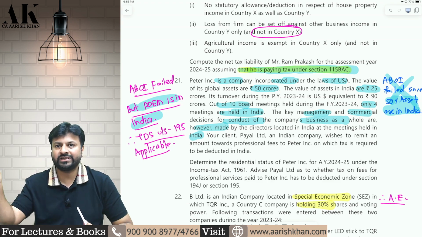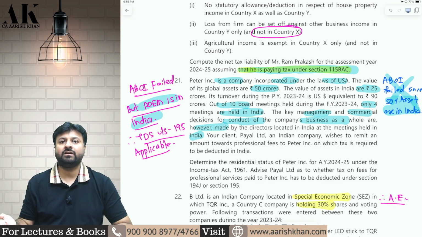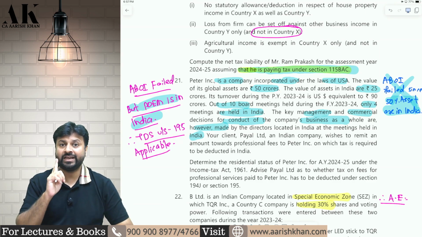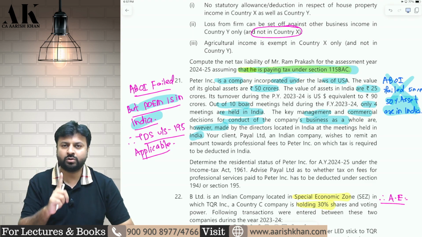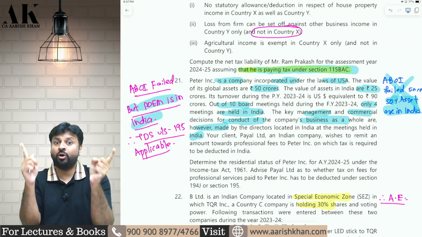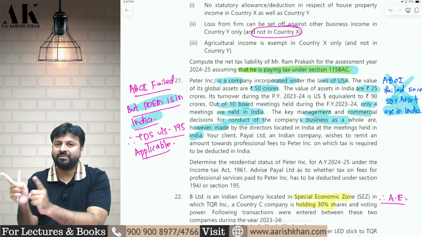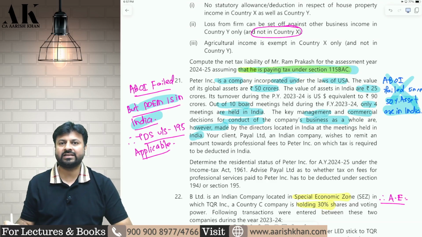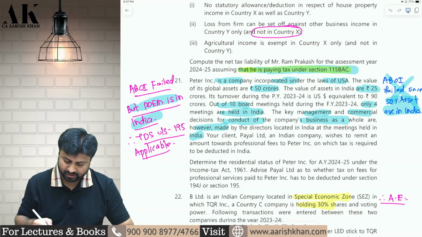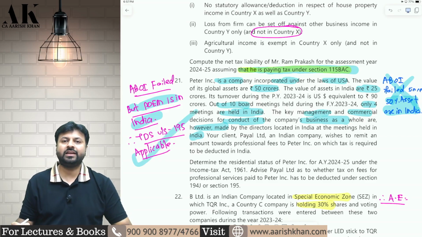In 194J it is written resident, in 195 it is written foreign company. So I should deduct TDS as per what? The law says that there is a separate notification, notified in 2018, which says that if the company is both a foreign company as well as resident, you should deduct TDS treating it as a foreign company, not as resident. Therefore, you will deduct TDS as per section 195. I hope it is clear to all of you.